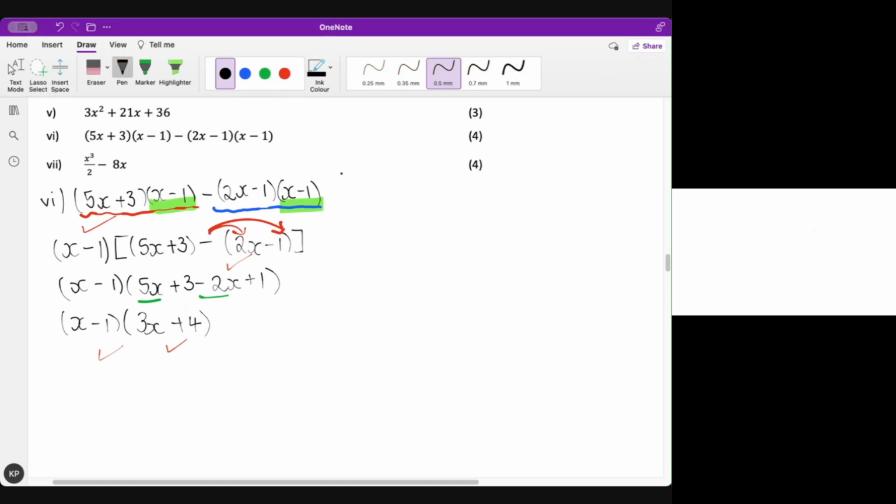I'm going to do 7, guys, because I really think it's worth it. It's quite challenging, I think. Minus 8x. Okay, what's the first thing you notice about number 7? What would you do if you had this in a paper?